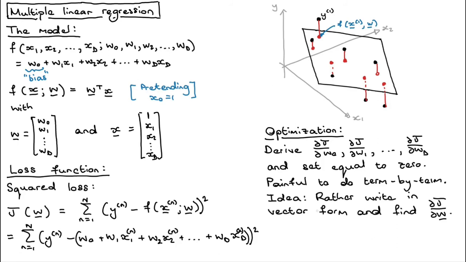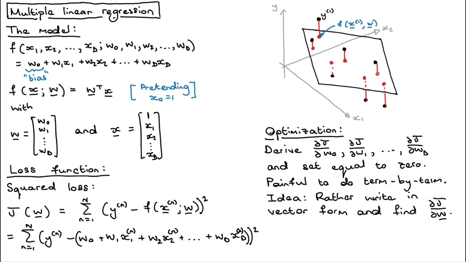If you're like me, you're probably not looking forward to that. So let's rather follow a different strategy, which comes down to exactly the same thing, but will make our lives a lot easier. Rather than doing it term by term, we're going to write the loss in a vector form, and then we're going to find the derivative of the loss J with respect to the parameter vector w, and we will do that directly in a vector form.